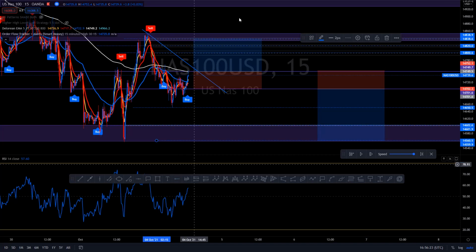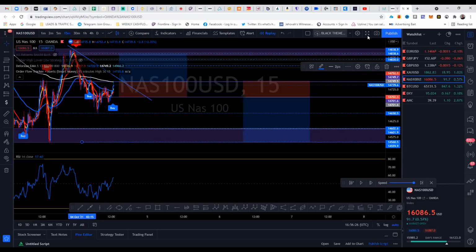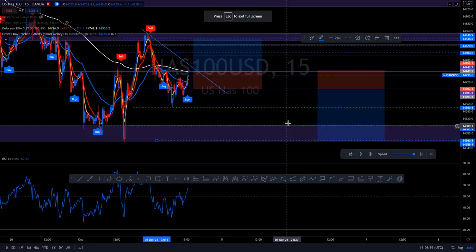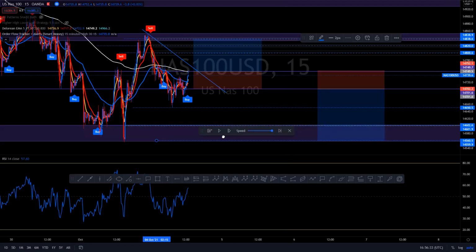So then what I basically do is wait and sit on my hands and figure out which way price goes. So let's go ahead and play the replay tool and see which way price went. And let's just pretend we don't know where it's going to go, even though we kind of know because we did a backtesting. Let's do it.